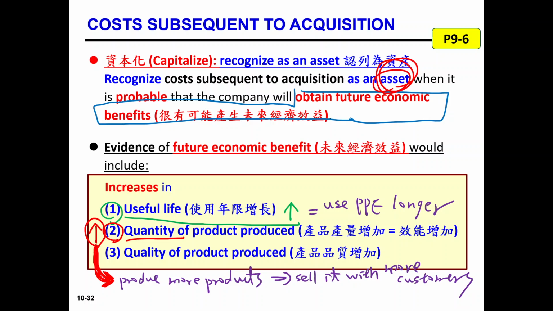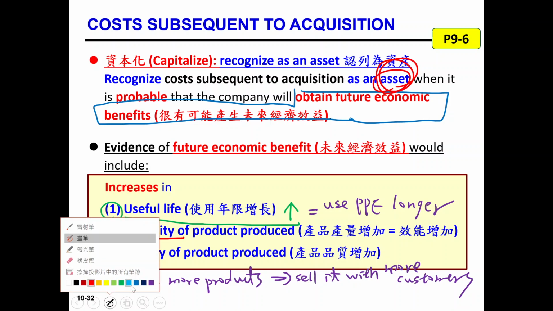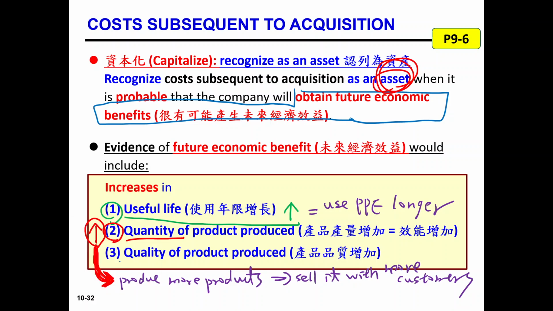Qualities. Since I repair my machines, I improve my machine's efficiency. So it means what? I can use it to improve my product's quality. Okay. So it means what? Your product's quality increases. Okay. So it means your product's quality increases.